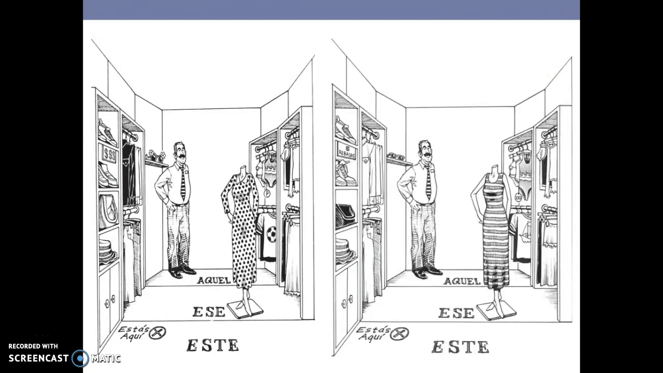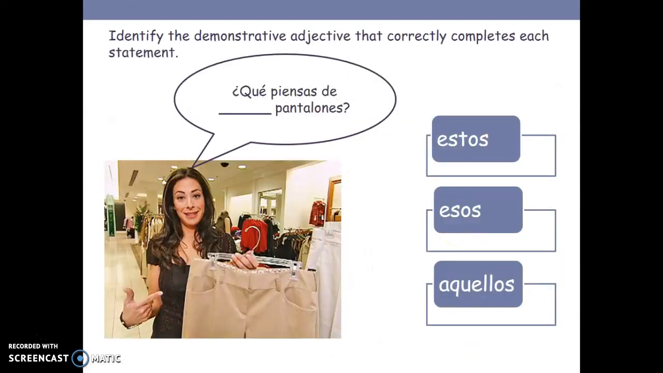And again, here is just a visual picture, and the picture is the same, or close to the same, so you can see, as far as location goes, if you are standing here, all of this in this area would mean this. This area would mean that. And this would be that over there. Okay? Alright, we're going to move on to more practice sentences. So identify the demonstrative adjective that correctly completes each statement.